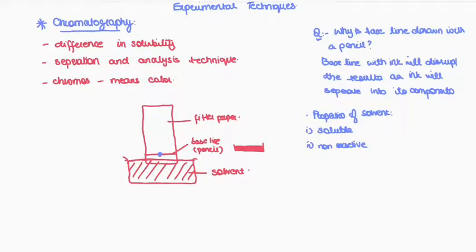Now what we actually do is that we allow the solvent to travel, so it travels along the paper through diffusion, and at some point we draw a solvent level. This is the solvent level or solvent front.